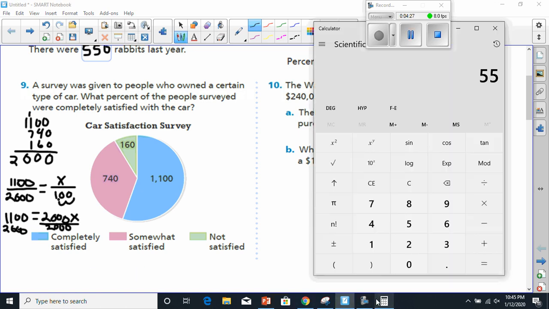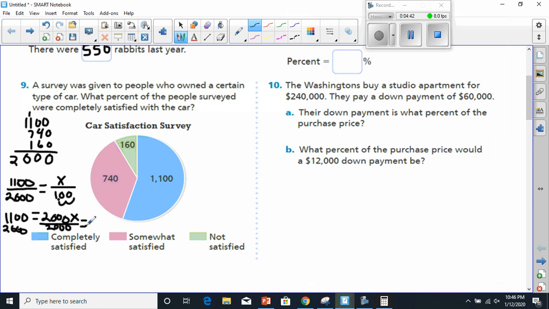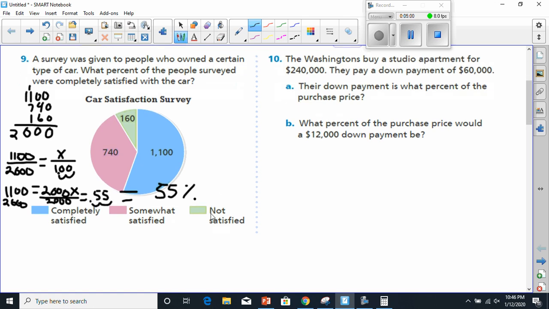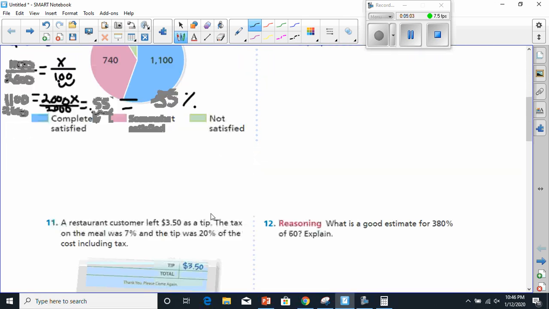And now I go to my calculator and I see that I've got the equation 1,100 divided by 2,000. And that's 0.55. And we know to turn that into a percent, and that's what they're asking for, we've got to move that decimal over twice, and that's going to equal 55%.